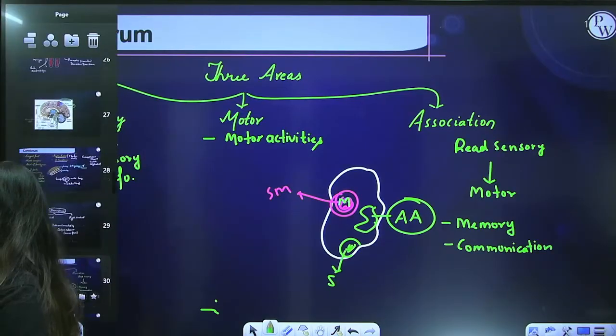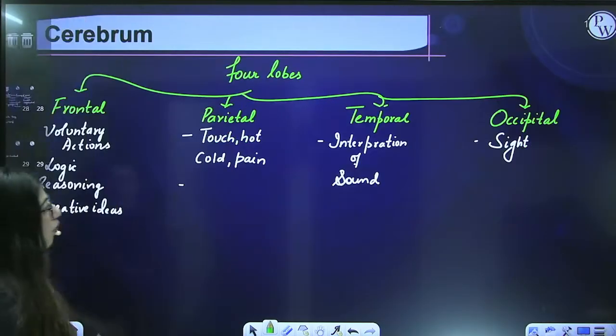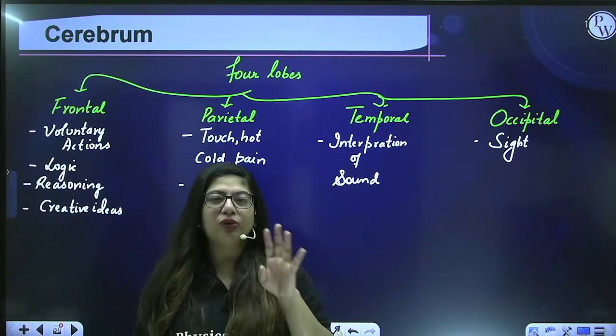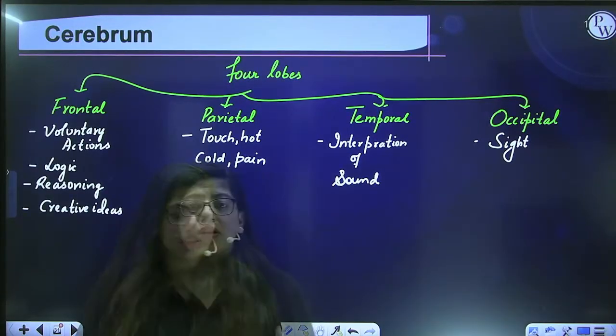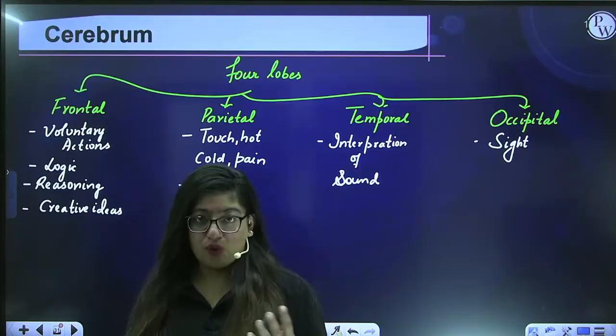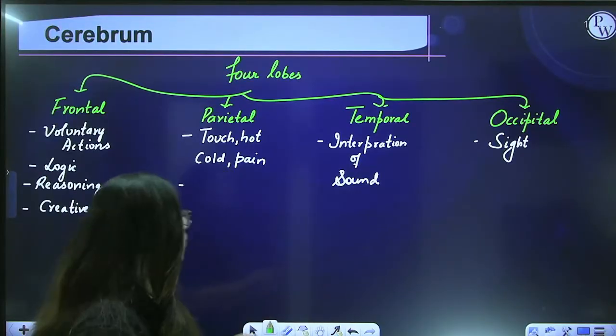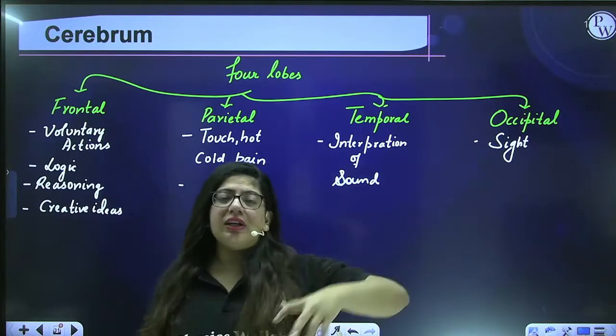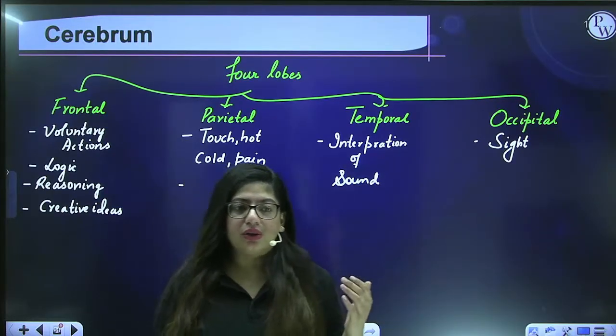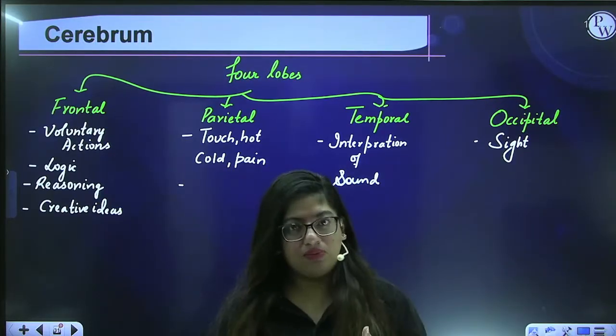Let's move further and talk about the various four lobes of the brain. There are a total of four lobes, or our brain has been divided into four lobes. How many lobes? Four lobes. So one is frontal, second is parietal, temporal, and occipital. The names are given according to the bone they are present beneath, right?